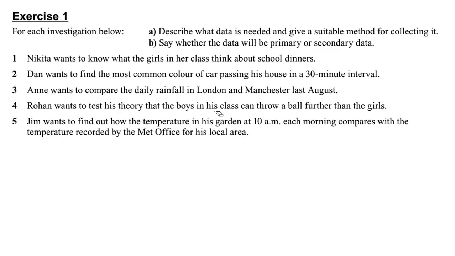So describe what data is needed here. The data is basically a measurement of how far the ball has fallen from the boy or from the girl who is throwing it. Give a suitable method for collecting it. It's an experiment. Get the girl or the boy to stand somewhere, get them to throw the ball, and just measure how far it is. So that's how to collect it. And you can record the data in a sheet or in a table. Part B, say whether the data will be primary or secondary. Again, Rohan is the one doing this, or is getting the boys and the girls to help him do it. He's still doing it primarily.